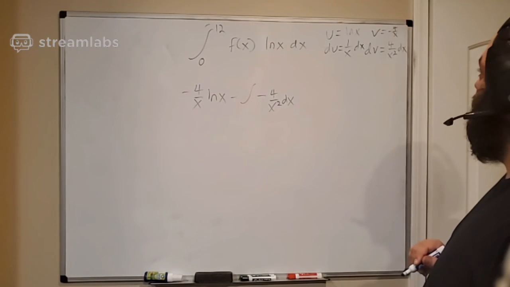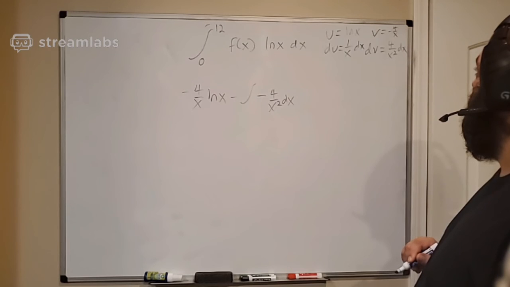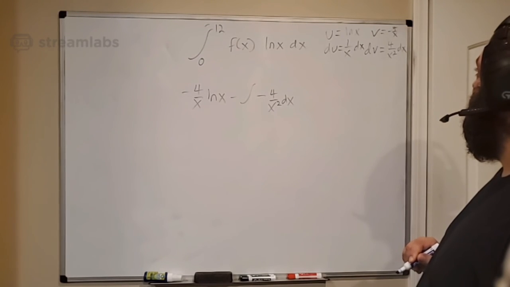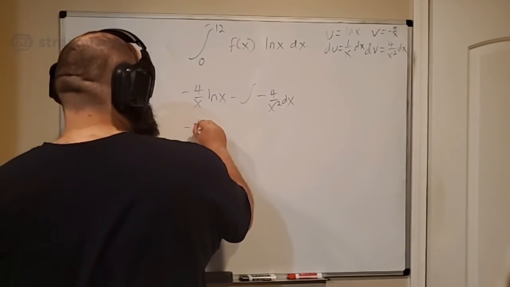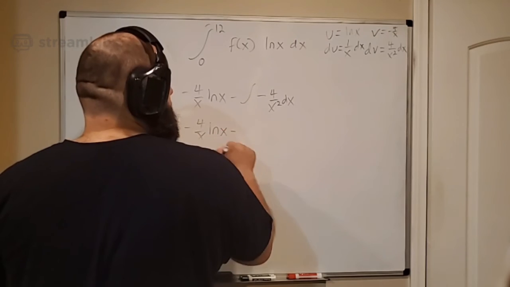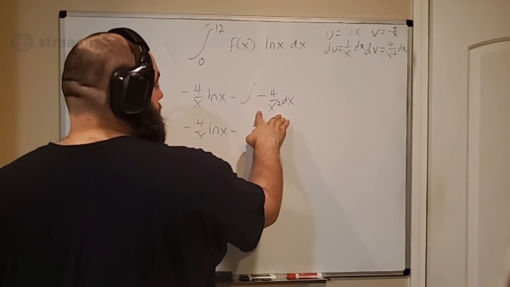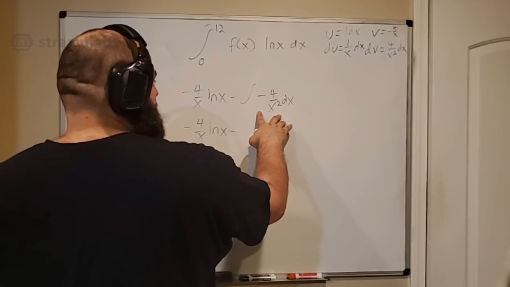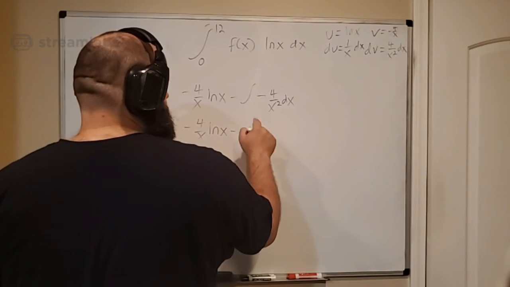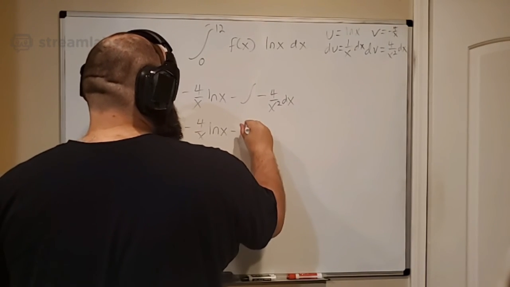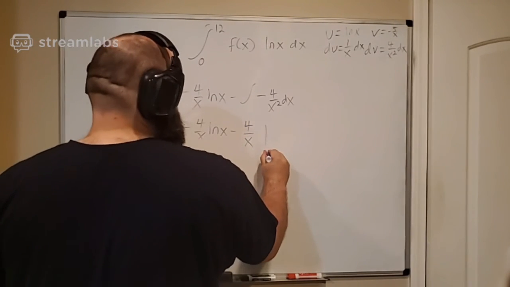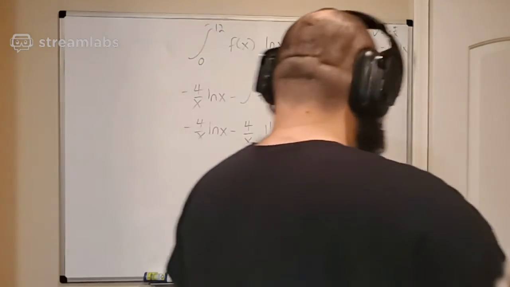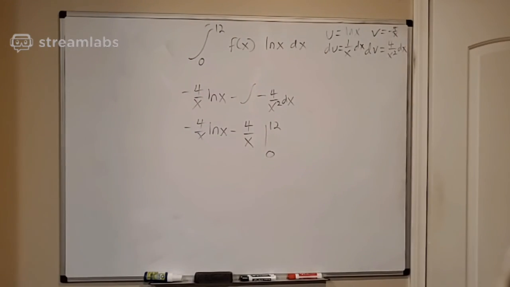If I did that right. Yeah, I did that right. Okay. So then you just take the antiderivative of that, so you get negative 4 over x minus the integral here would be, what? Negative, so 3 negatives makes a negative, 4 over x. And then we're going to evaluate that from 0 to 12. If I did all that right. Negative 4 ln x minus 4 over x. Yeah, I did that right.